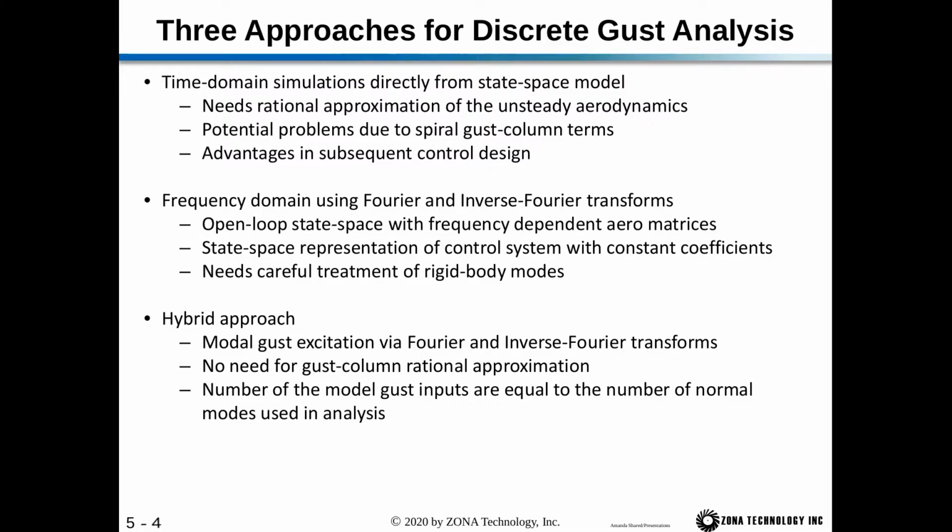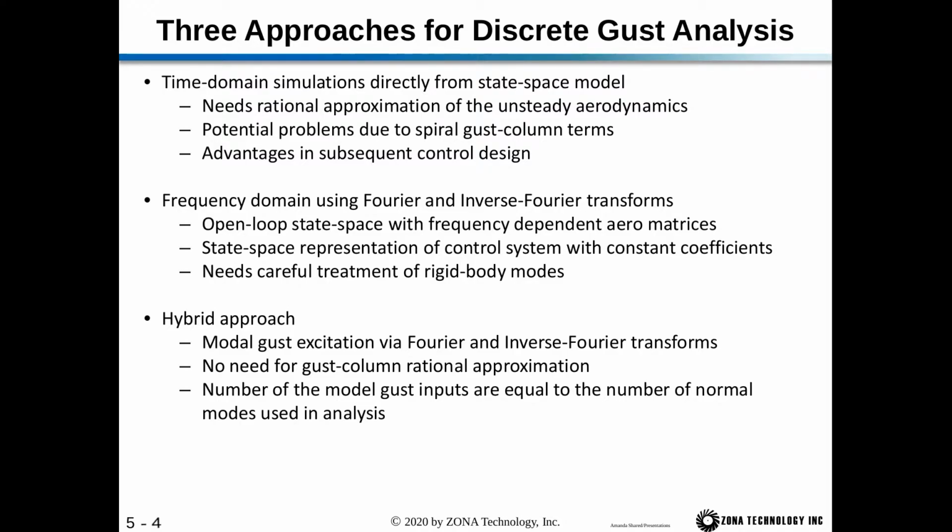We have three approaches for the discrete gust analysis in ZAERO. The first approach is the time domain simulations directly from the state space model. Now this needs the rational approximation of the unsteady aerodynamics, but we do have potential problems due to the spiral gust column terms. But it does have advantages in subsequent control design. In fact, it's the only method available of the three that you can use for the subsequent control design. For example, to design a gust load alleviation control law.